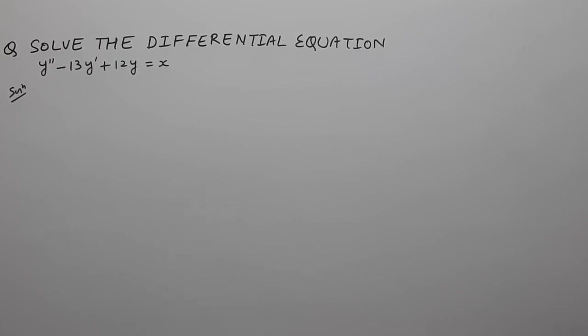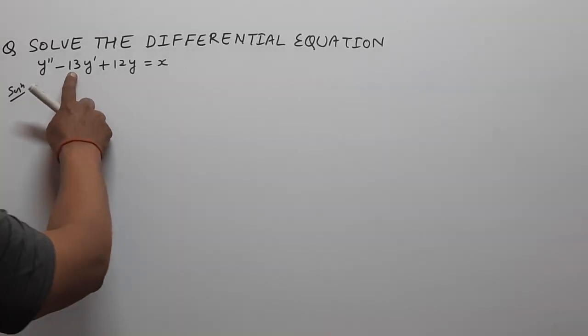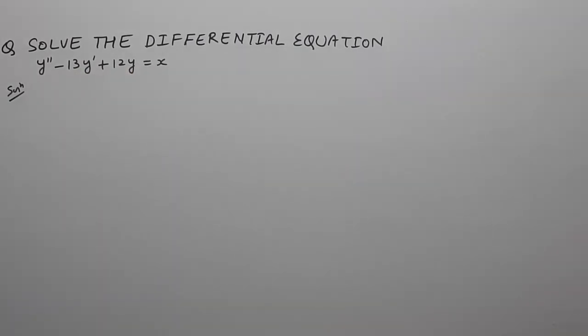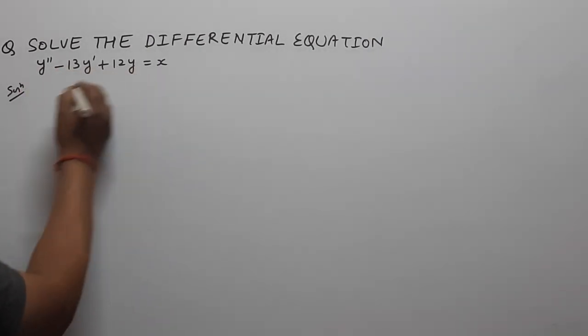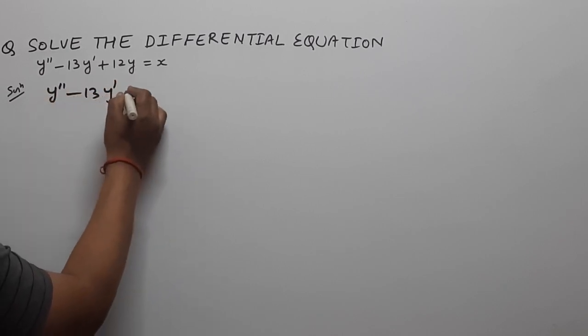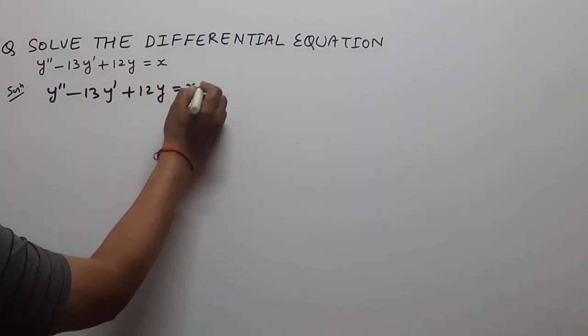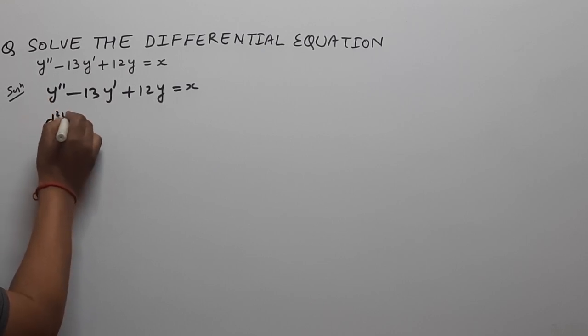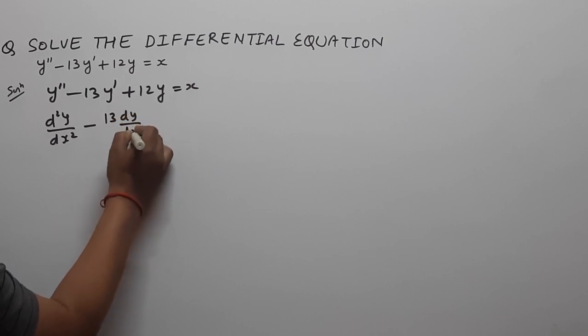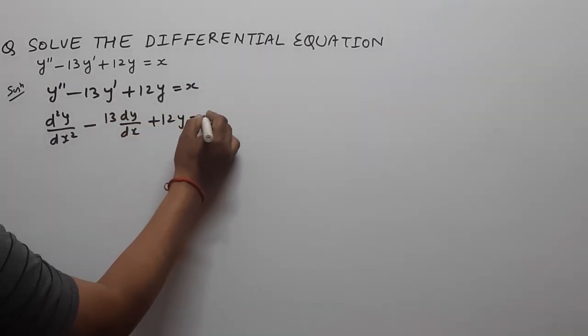Hello friends, now we solve the given differential equation y double dash minus 13y dash plus 12y is equal to x. How can we solve this type of differential equation? You know that this can also be written as d2y by dx2 minus 13 dy upon dx plus 12y is equal to x.